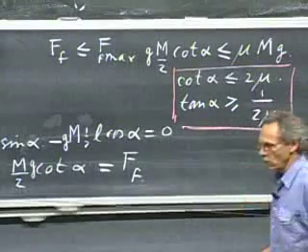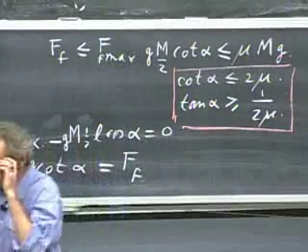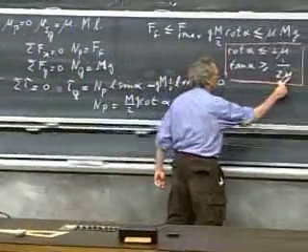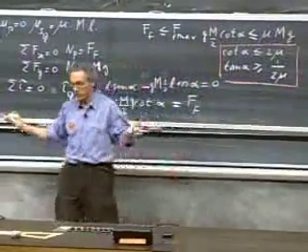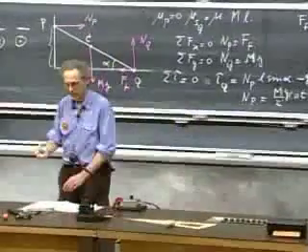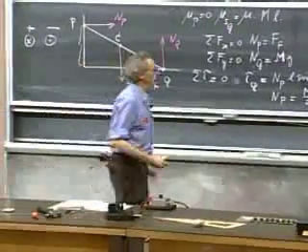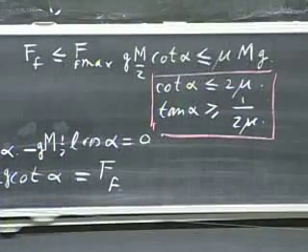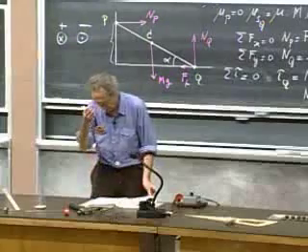When you look at this result, it tells you that the larger mu is, the smaller that angle can be. And that's very pleasing. That's exactly what you expect. And if mu is very low, then the situation is very unstable. Then it will slide almost at any angle.